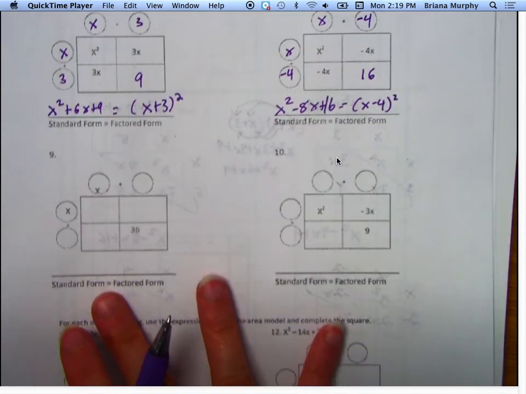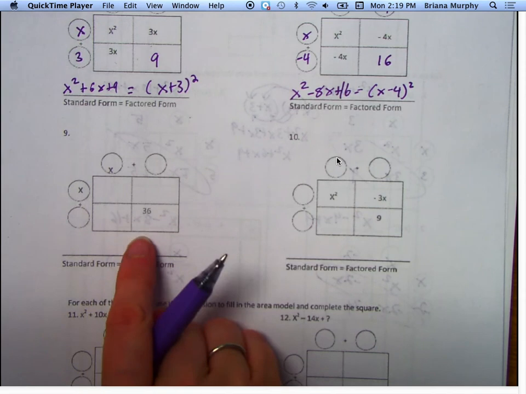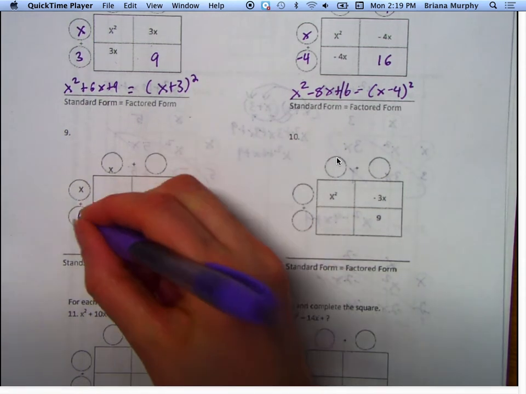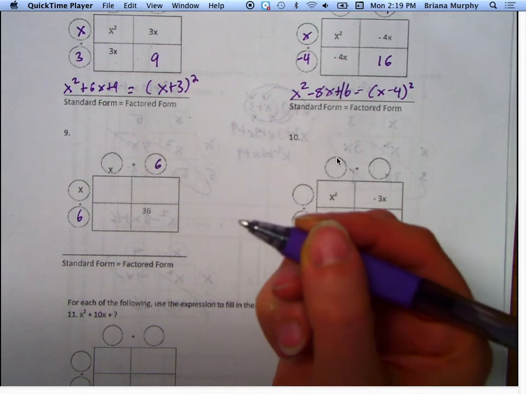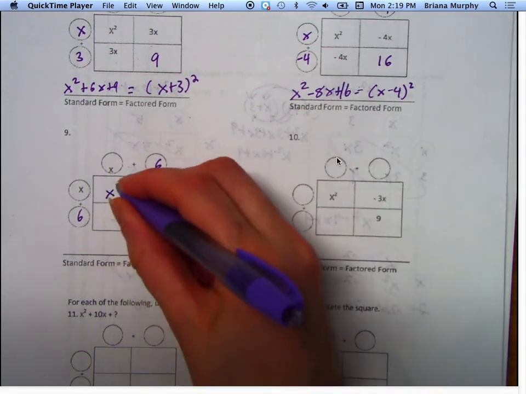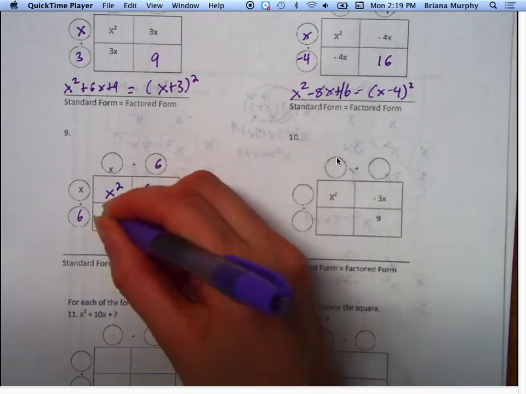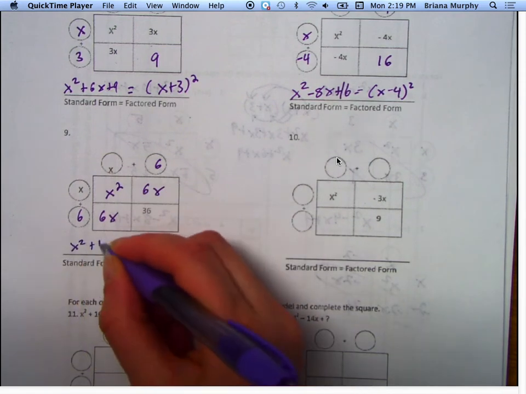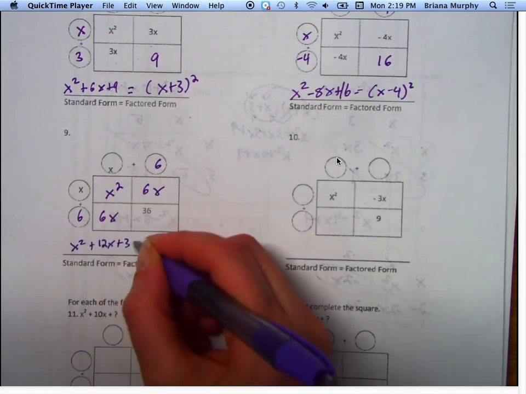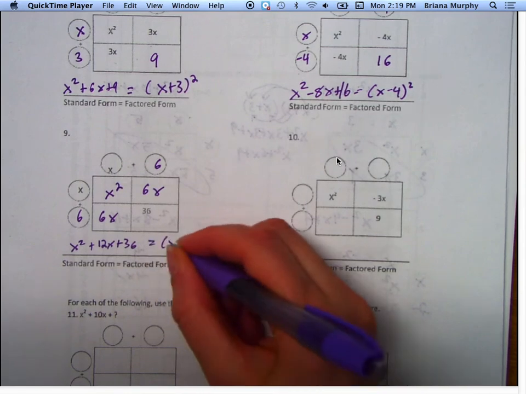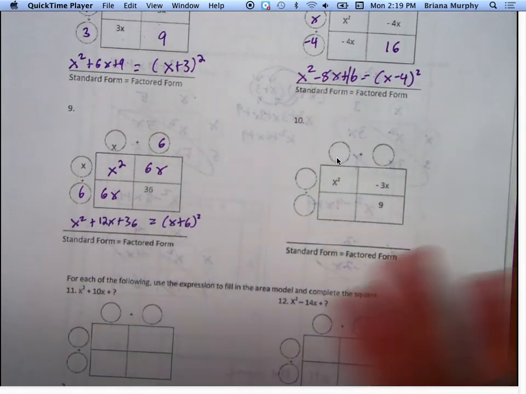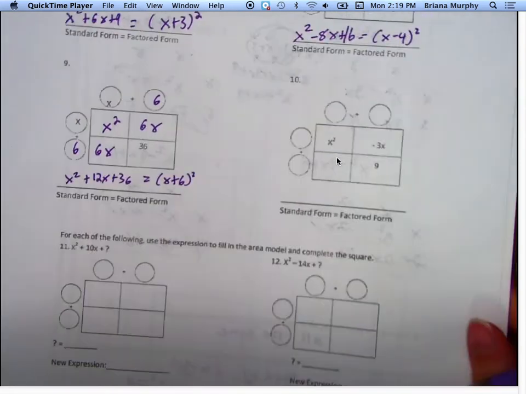Okay, let's look at 9. If this is 36, what do both of these have to be? 6. Good. Or negative 6. Yep, or negative 6. So we get x squared, 6x, 6x. So it'd be x squared plus 12x plus 36 equals x plus 6 squared. How are you supposed to know if it should be positive or negative? We'll do it positive for now.